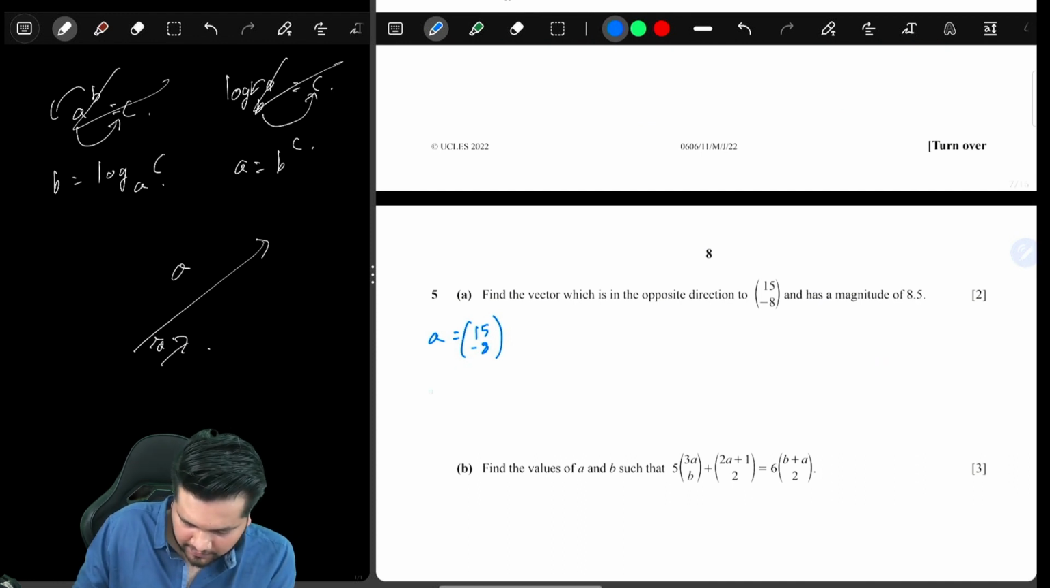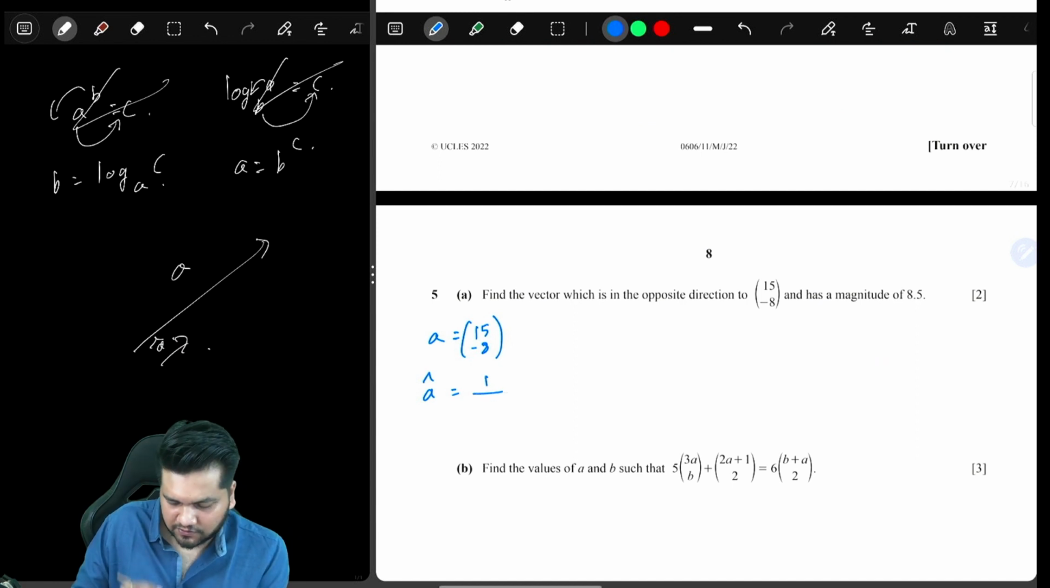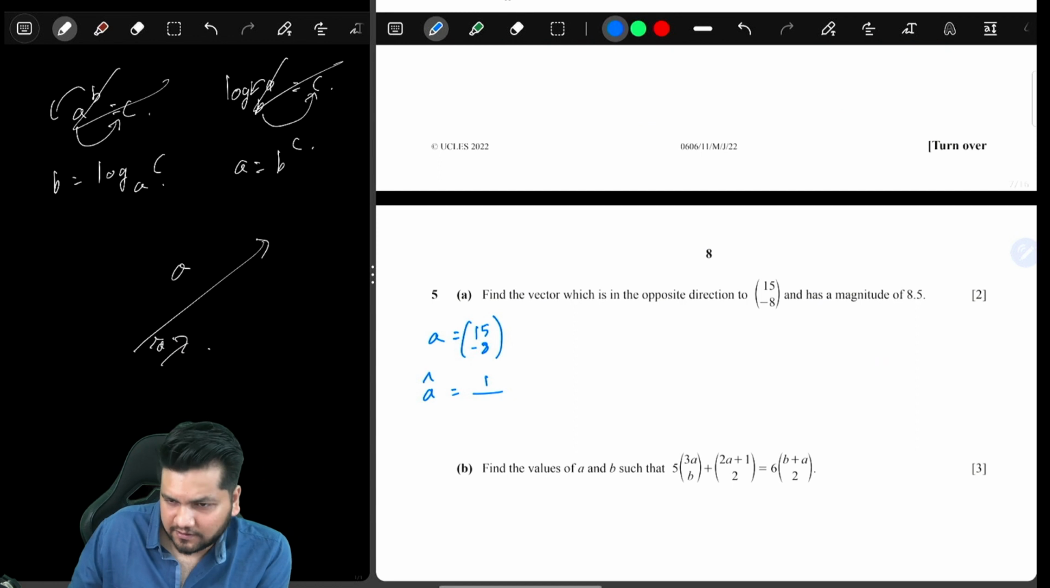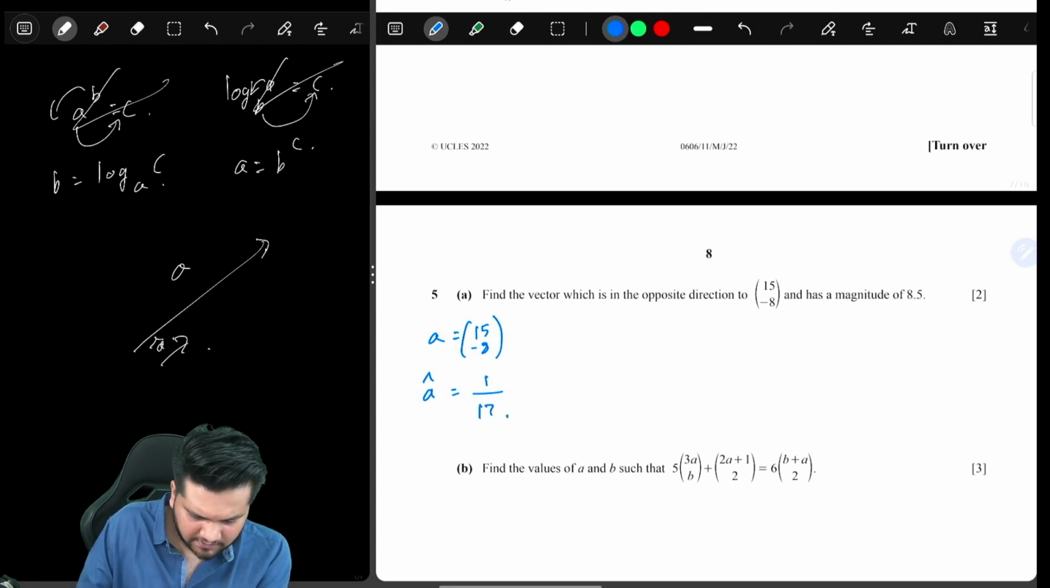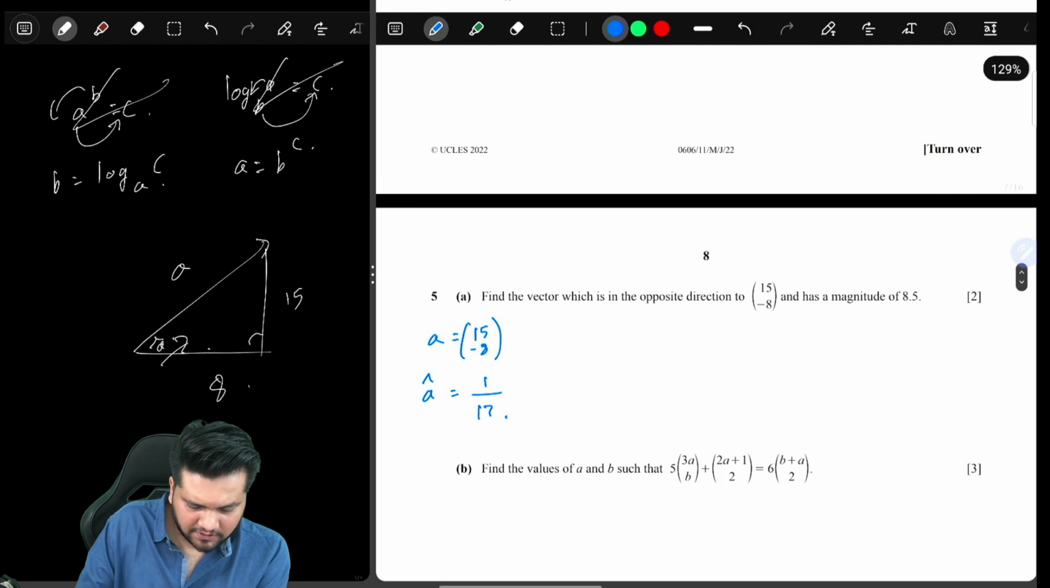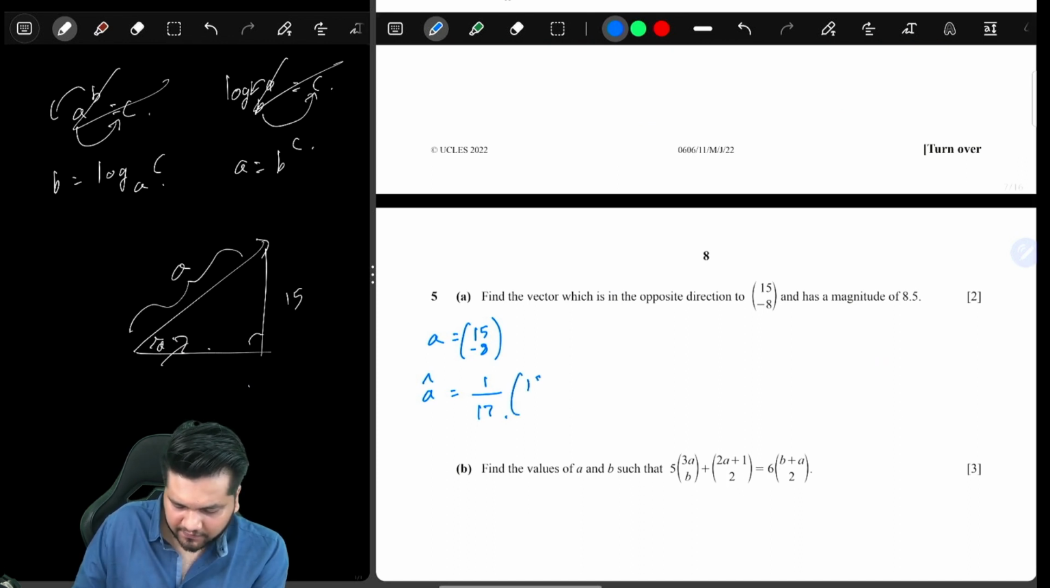So a cap, a unit vector, is going to be 1 by the magnitude of this. So 15 squared plus 8 squared, which is 225 plus 64, 289. The square root of that is 17. Of course, it's like this: this is 15, this is 8, I'm just avoiding the negative sign, and using Pythagoras theorem you can find this is going to be 17. So I'll just do 1/17 times (15, −8).